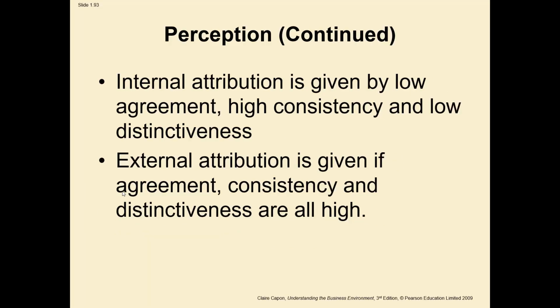Okay, an internal attribute is given to the individual when there is low agreement, high consistency, and low distinctiveness. An external attribute is given if agreement, consistency and distinctiveness are all quite high.